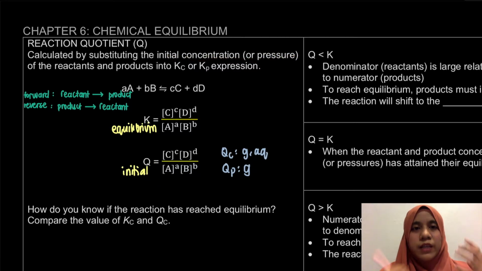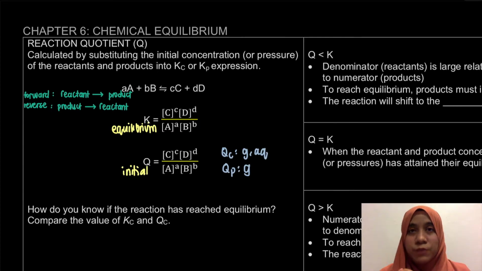So sekarang ni kita kena compare these two values. Okay, kenapa kita nak compare Q dengan K ni? Sebab nak tahu if the reaction already has reached equilibrium or not. Sebab K ni, yang kita calculate selama ni is actually the value in equilibrium. So contohnya kalau dia bagi the concentration ke pressure tu, sebenarnya kita boleh tahu dah capai ke belum, how to achieve the equilibrium itself.